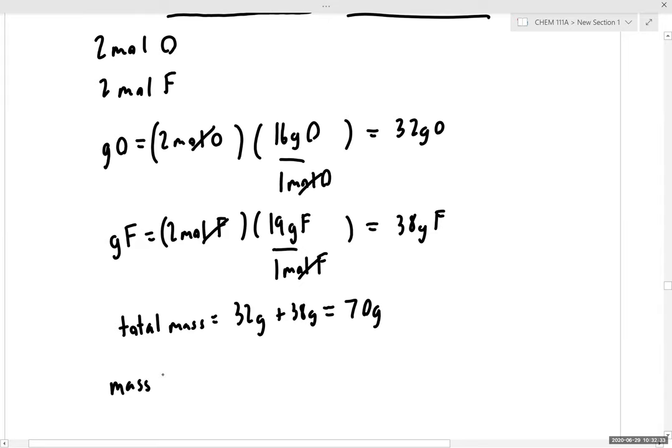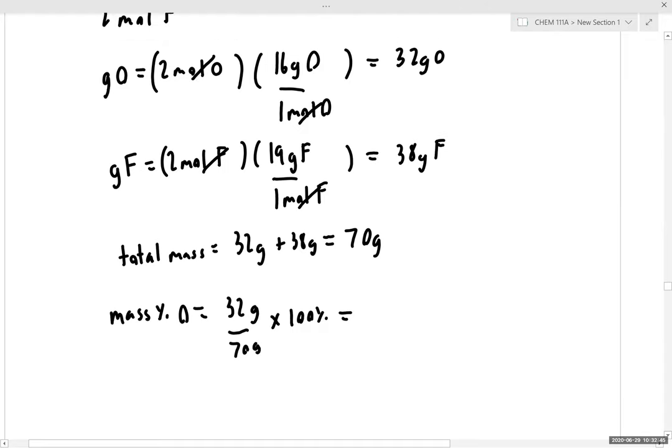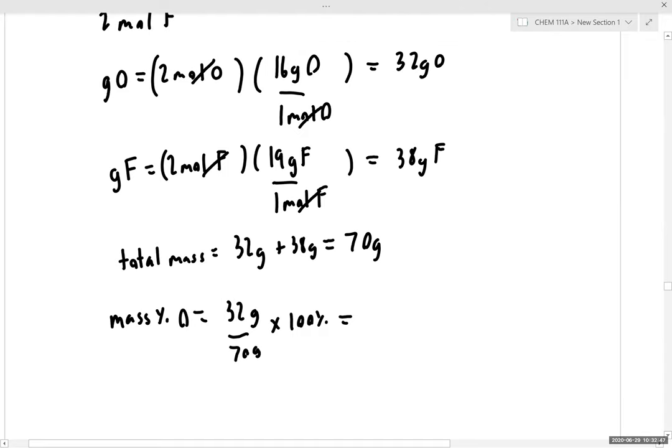Now we can calculate the mass percentage of oxygen, which is 32 grams of oxygen over 70 grams total times 100%. Punching that into our calculator, we have 32 over 70 times 100%. That in turn gives us 45.7%.